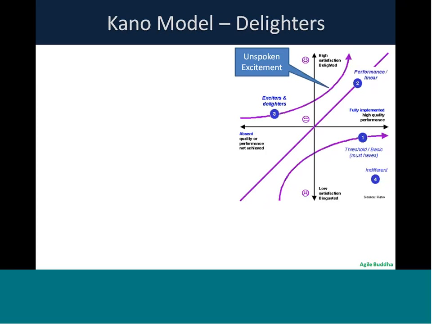The next most interesting ones are called delighters. You see on the graph, not having delighters will not dissatisfy the customer, but having delighters will increase the customer satisfaction to a very high level. This is called the wow factor of the product that you are building. This is like an unspoken need. The customer, because he is not aware of this, will never express the delighters.